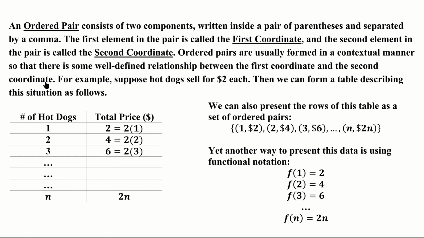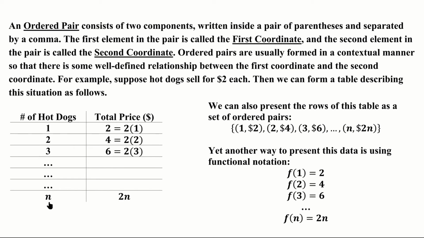the second coordinate. For example, suppose you sell hot dogs for $2 each. Then we can form a table describing the situation as follows. In this left column, we'll put in the number of hot dogs. In the right one, we'll put the total price. So for example, one hot dog will correspond to 2 times 1, which is $2 for the price. 2 hot dogs will be 2 times 2 or $4. 3 hot dogs, 2 times 3 or $6.